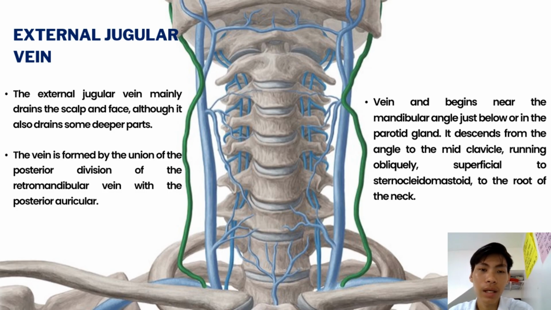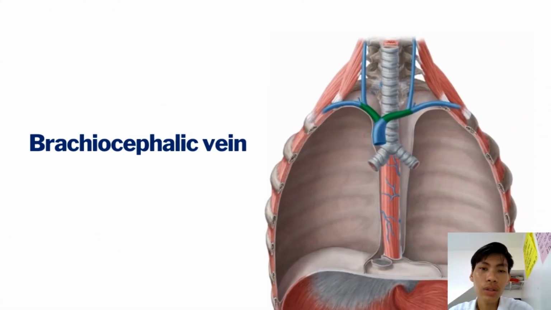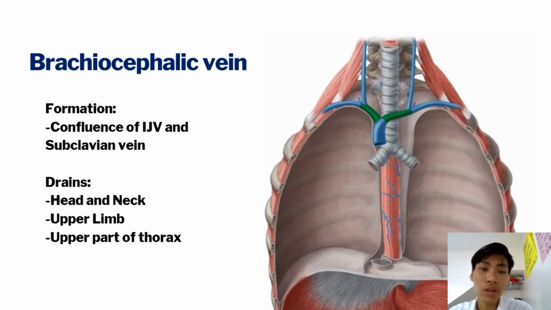Now let's go to the final main vein of the head and neck. We meet the brachiocephalic vein. The brachiocephalic vein is also known as the innominate vein. As we know, the brachiocephalic vein is formed by the confluence of the internal jugular vein and the subclavian vein, just posterior to the sternoclavicular joint, and it drains the venous blood from the regions of the head and neck, upper limb, into the upper part of the thorax.